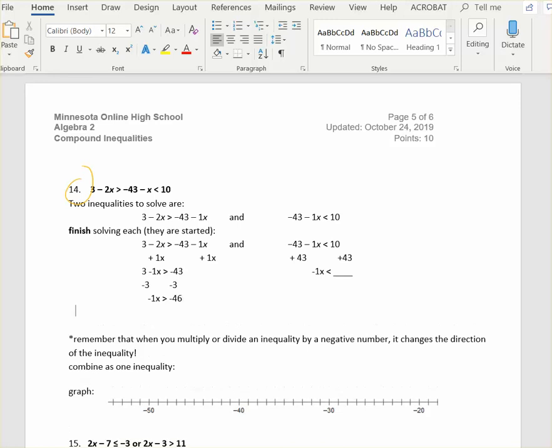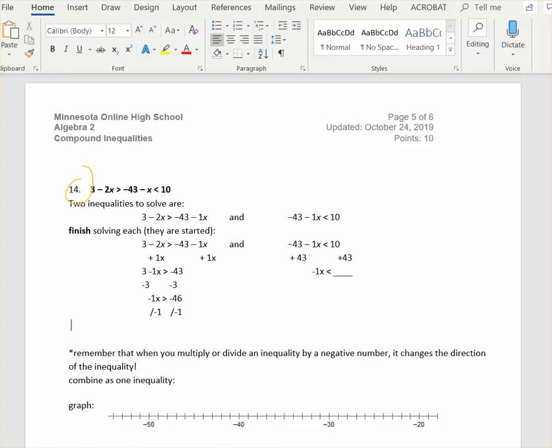Now the last step is to solve for x by dividing both sides by a negative 1. And you see what I have starred right below there? Remember that when you multiply or divide by a negative number, you have to switch the direction of the inequality. So this becomes x is less than, and then I take negative 46 divided by negative 1, and I get 46. So don't forget that when you divide by a negative, you have to switch the direction of the inequality.